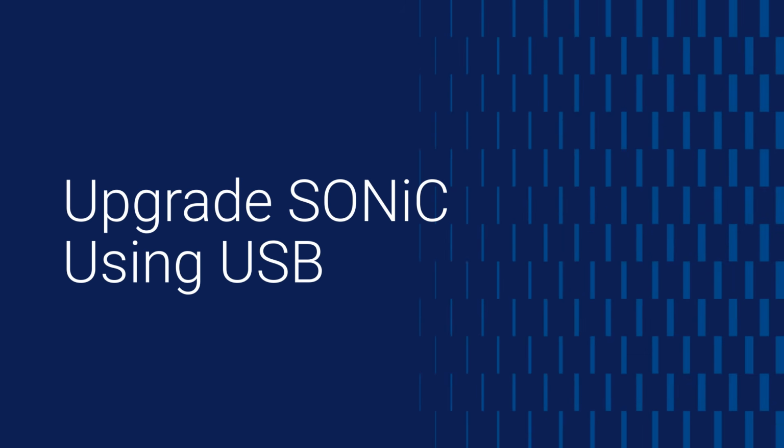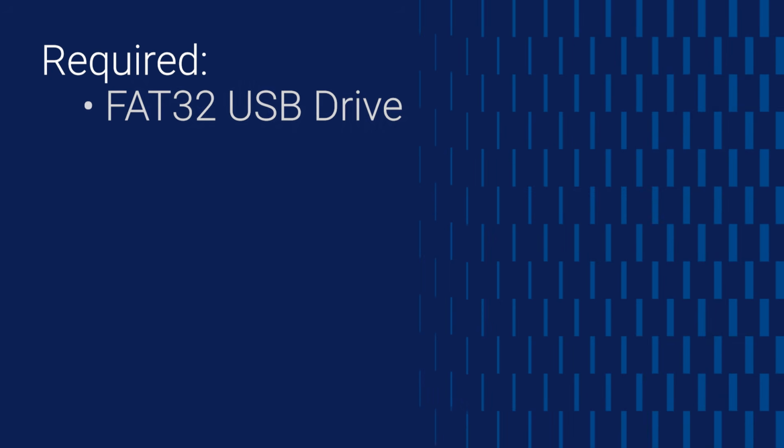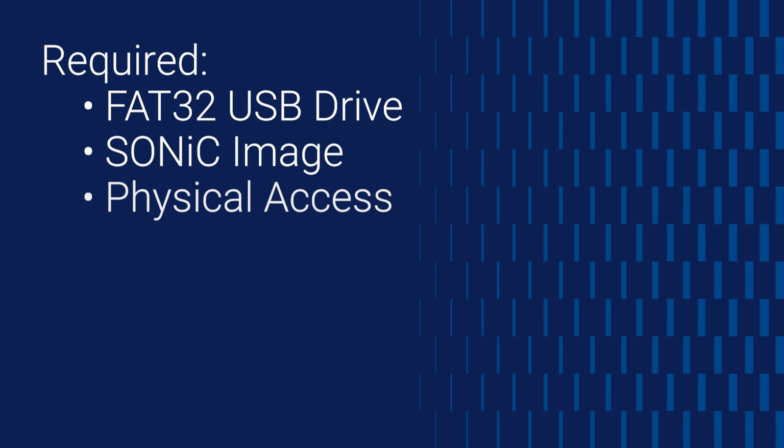Here's how to upgrade SONiC using a USB drive. This guide is for a single switch. If you have a pair of switches in MC-LAG, search for our video on that topic or follow the link in the description. You'll need a drive formatted as FAT32, the SONiC image, and physical access to your switch.